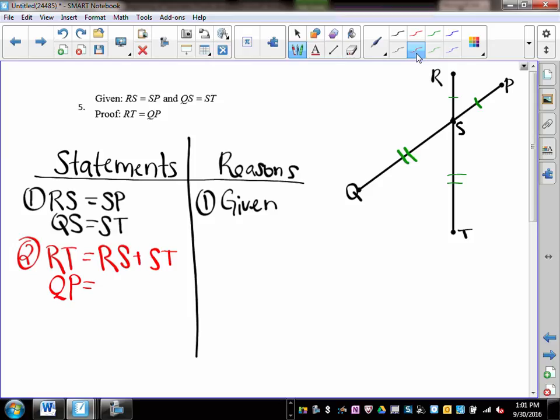All right. So our entire segment QP is made up of our QS and SP. We could anticipate here, but we're just gonna go. Okay? And how do we know this? Segment addition postulate. Good.